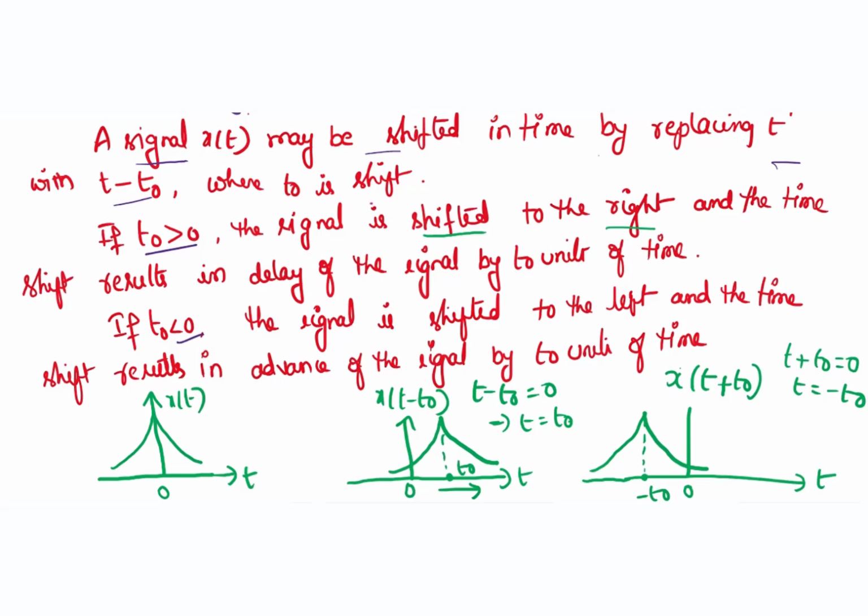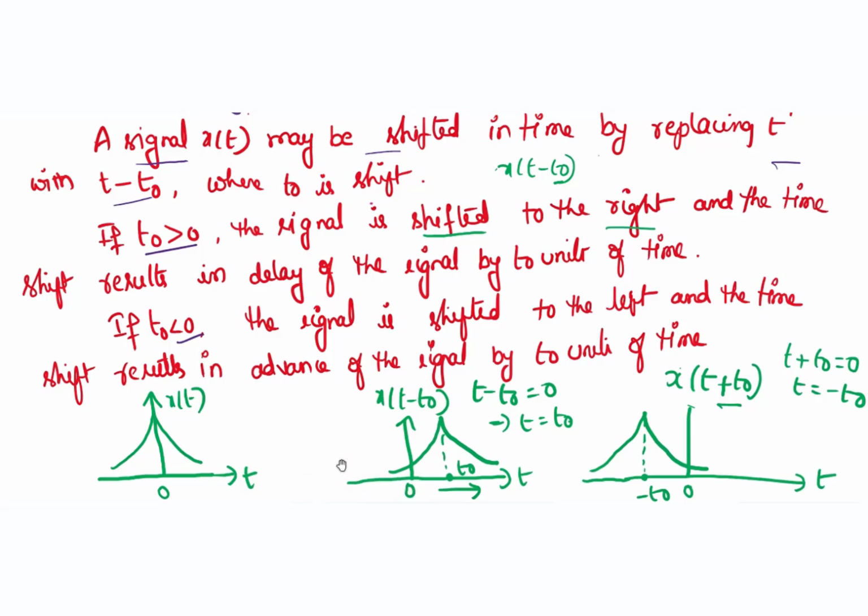The general shift is represented with x of t minus t naught. You must remember: if t naught is positive, it becomes x of t minus t naught and the signal is shifted towards the right. If t naught is negative, it becomes x of t plus t naught, which gets shifted to the left. So now this is about the time shifting.